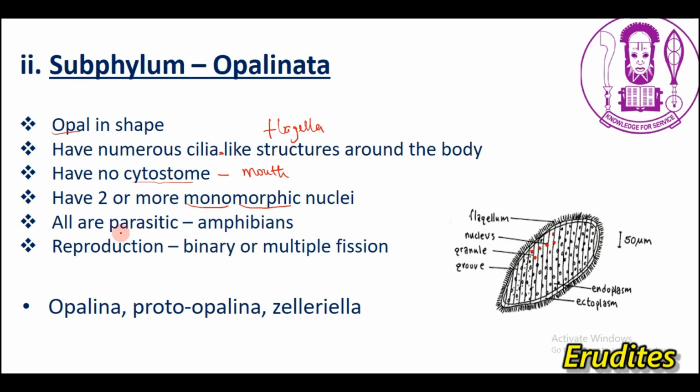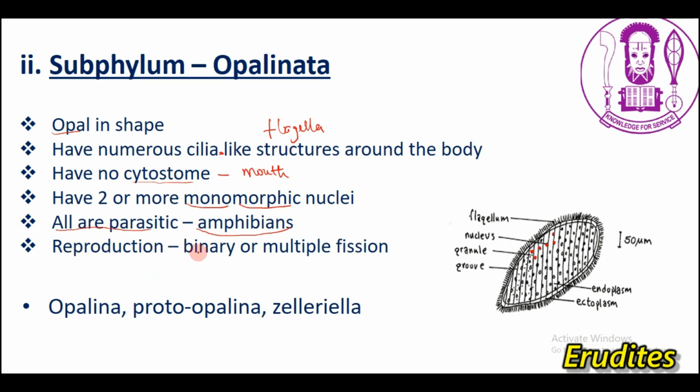Then another feature of the Opalinata is that they are all parasitic. All the members here are parasitic, and they are basically parasitic on amphibians. So this is very important too. You can be asked in an exam which of the following organisms is parasitic on amphibians. When you see Opalinata there, you should pick Opalinata.